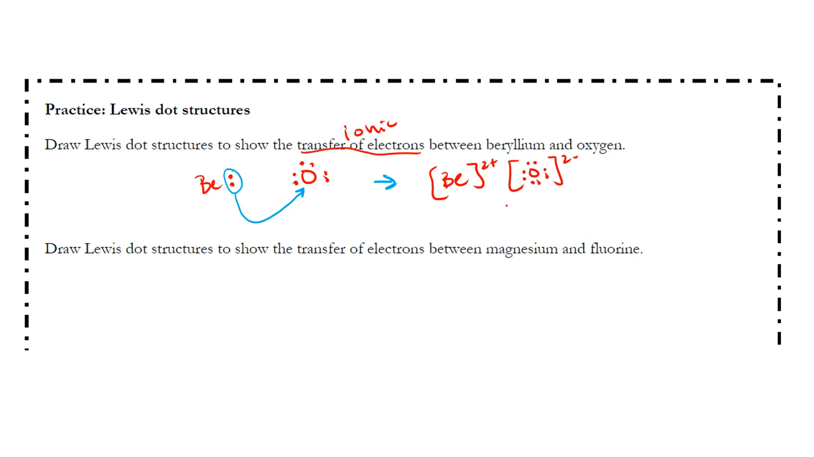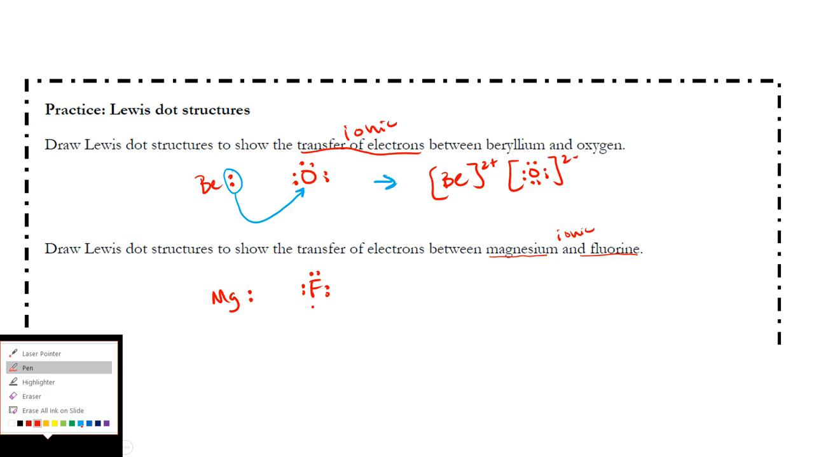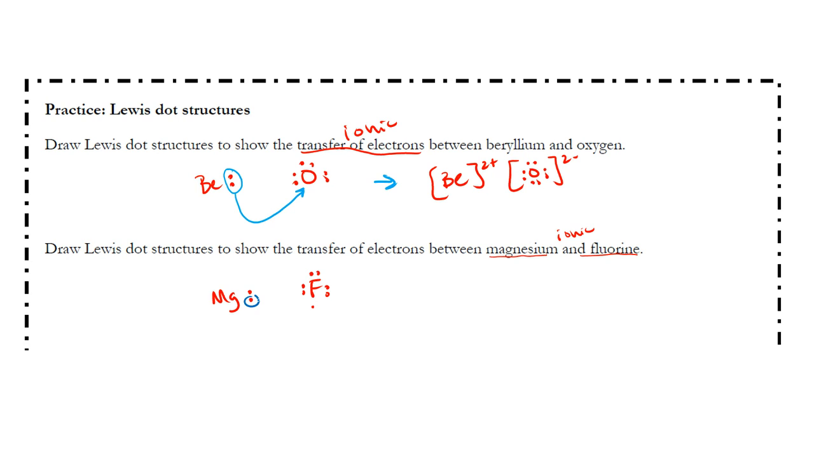because opposites attract. Same thing here, magnesium's a metal, fluorine is a non-metal, so we have another ionic bond. Magnesium has 2 valence electrons, fluorine has 1, 2, 3, 4, 5, 6, 7. So we're going to go ahead and transfer one of magnesium's electrons to fluorine. Fluorine now has 8. The problem is magnesium has 1 more he needs to get rid of.